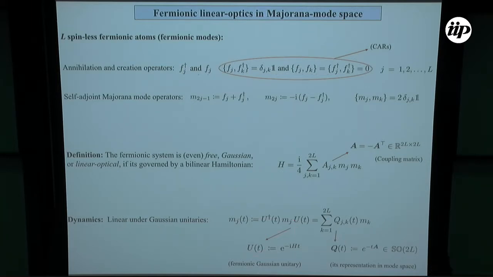Given a fermionic Gaussian unitary, which is defined as the exponential of one of these Hamiltonians, you can show that the evolution of these mode operators is simply linear. Mode j at time t is a linear combination of all the modes k at time 0, and you know who these linear coefficients are. Q_t is the representation of U_t in mode space. So here is Hilbert space, here is mode space. Here is exponentially large dimension, here is linear dimension in the number of modes.